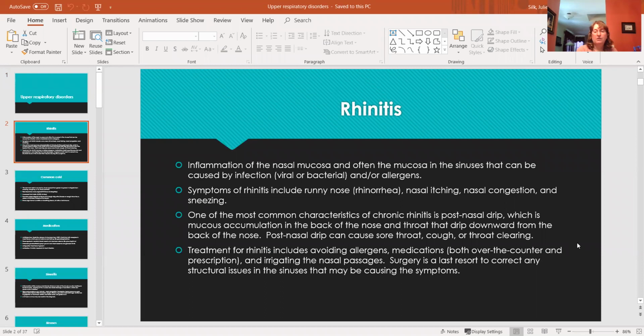One of the most common things that you see with this is postnasal drip. So that can cause a sore throat, cough, and throat clearing. So treatment for this is to try and avoid allergens if you know what you're allergic to, and to take some over-the-counter medications to help with your symptoms. Surgery would be a last resort to correct any structural issues that might be causing your problem.